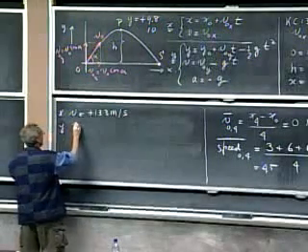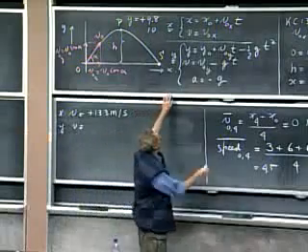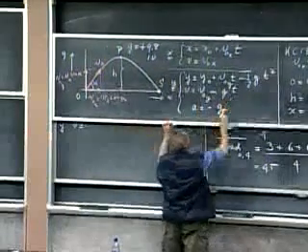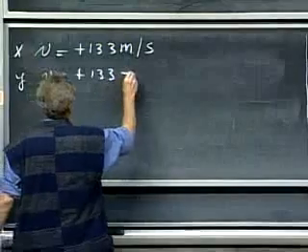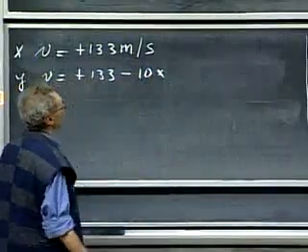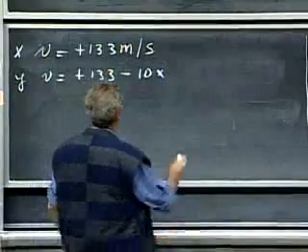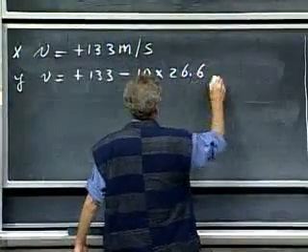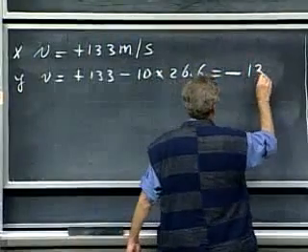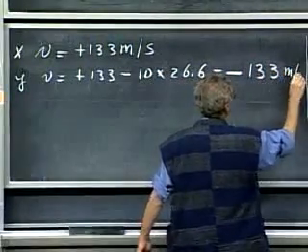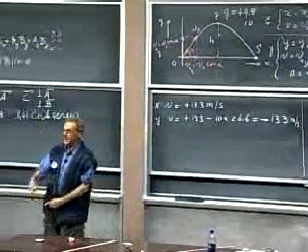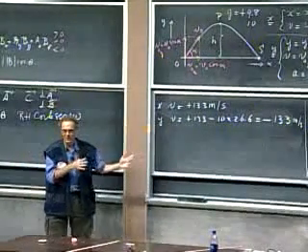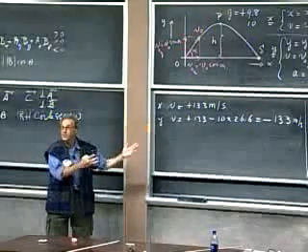What is the velocity in the y direction? I have to go to this equation now. v0y minus gt. So I get plus 133 minus 10 times the 26.6 seconds to reach that point S. And what do I find? Minus 133 meters per second. The velocity in the y direction started off plus 133, but now it is minus 133. You see, this is sign sensitive. This is wonderful. That's the great thing about treating it that way.